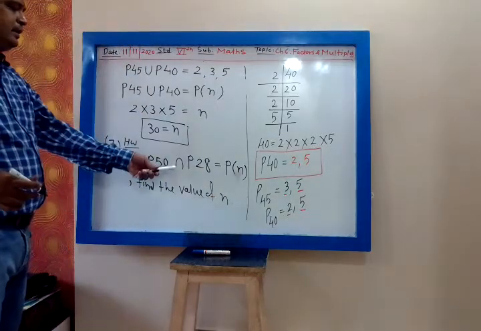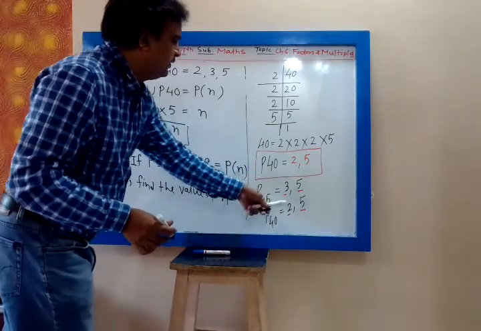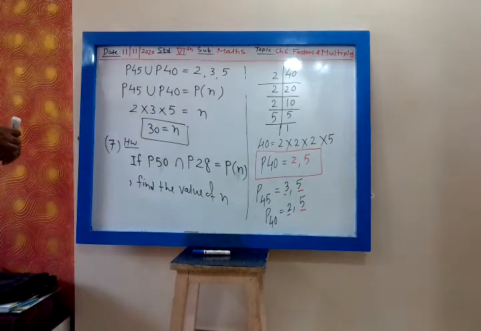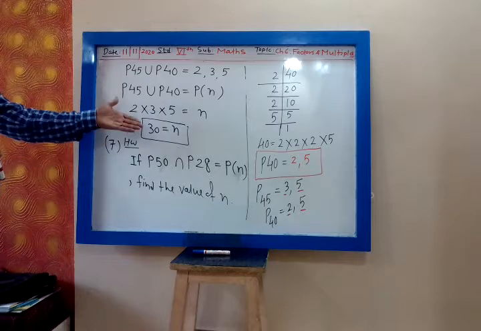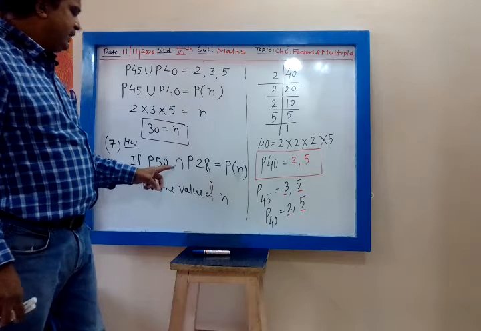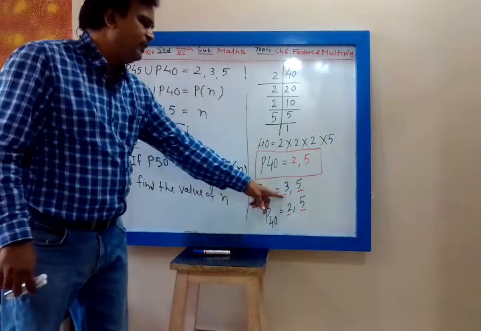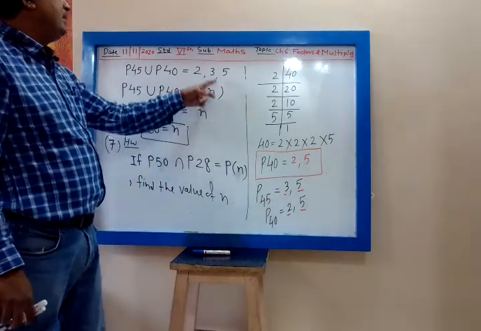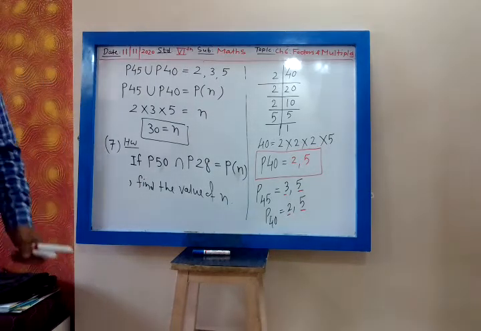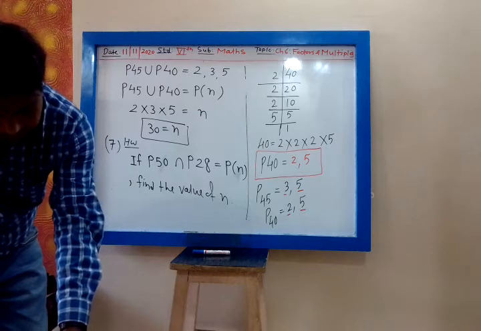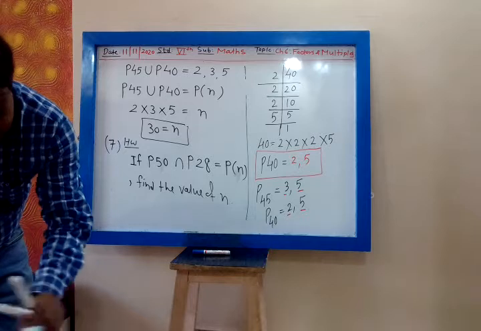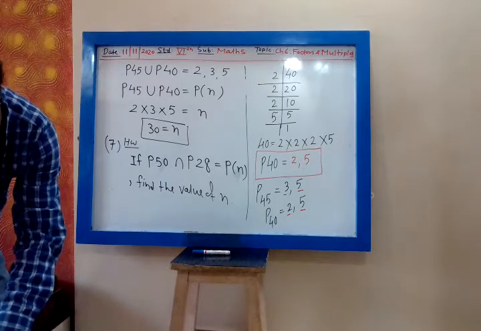Now it is intersection, so you will take only the common factor, and then n will be that common factor. In the same way you will do it: find the prime factor of 50, find the prime factor of 28, then it is intersection. Intersection means you have to take the common factor, and that common factor will be the value of n. Is it clear?